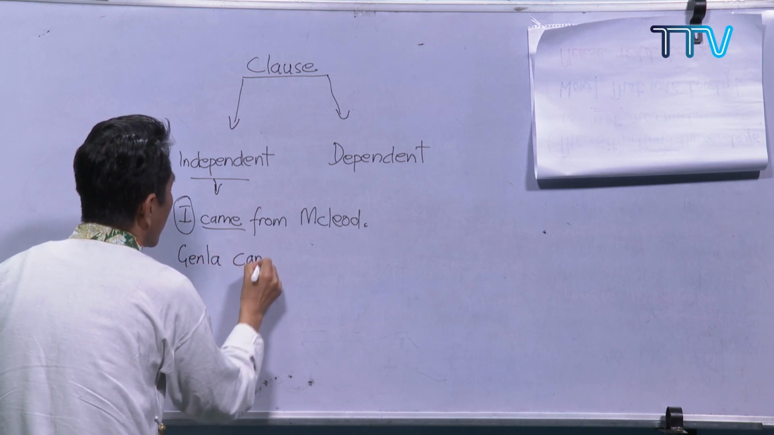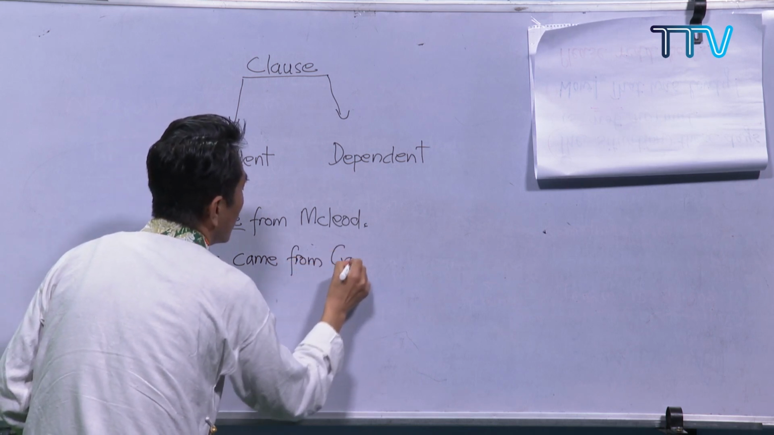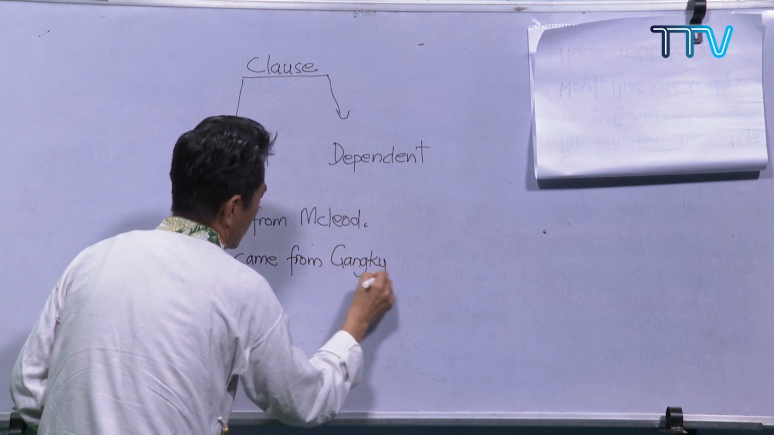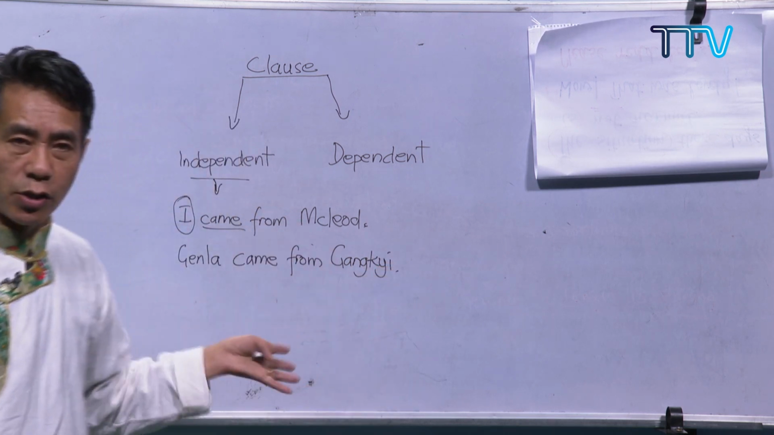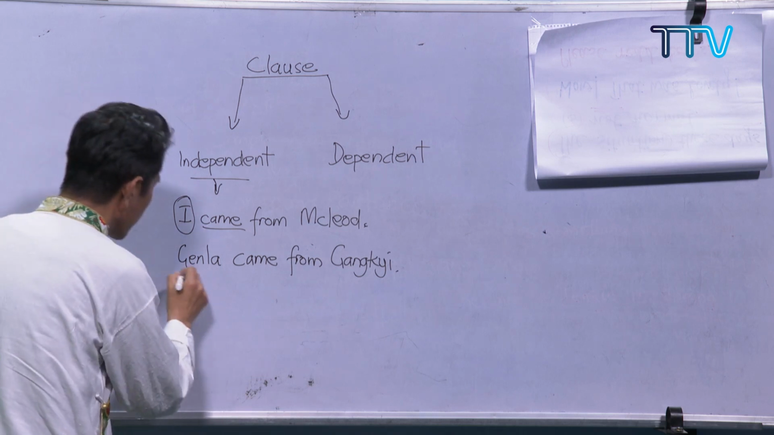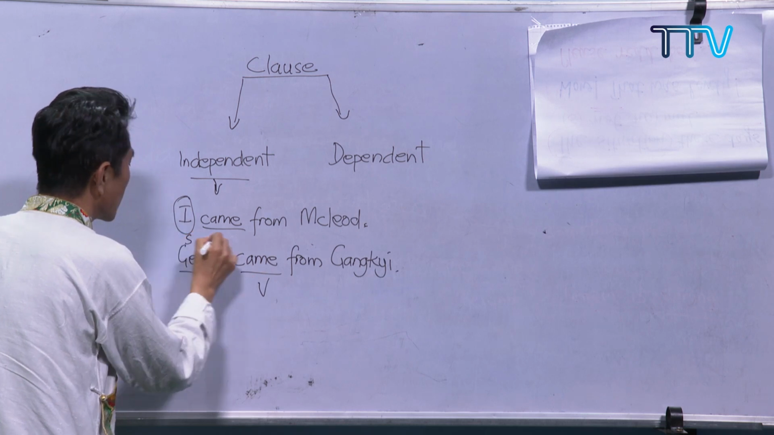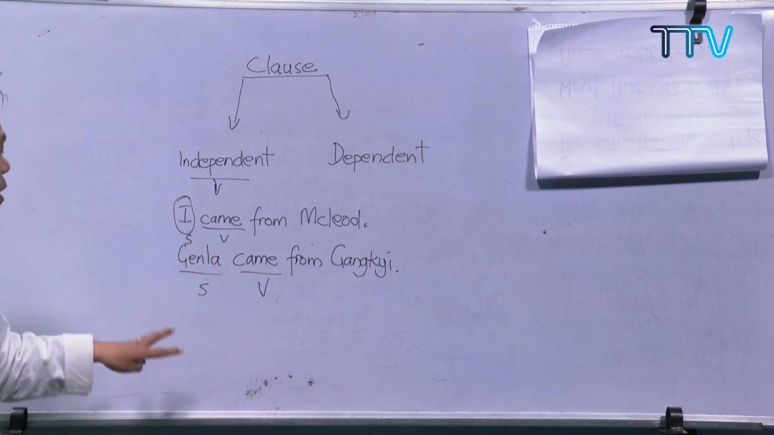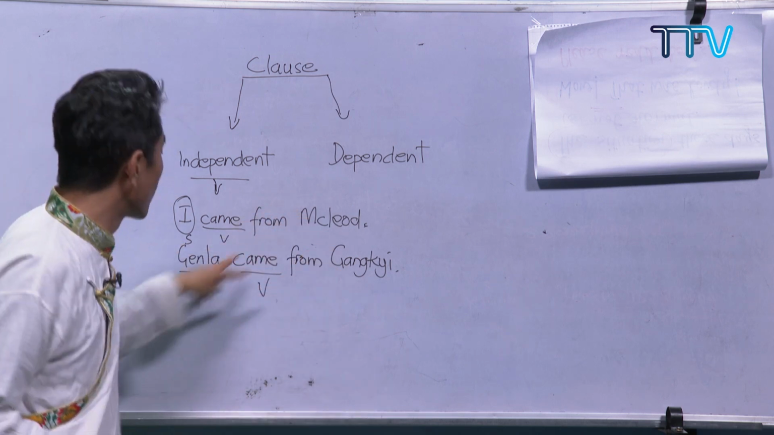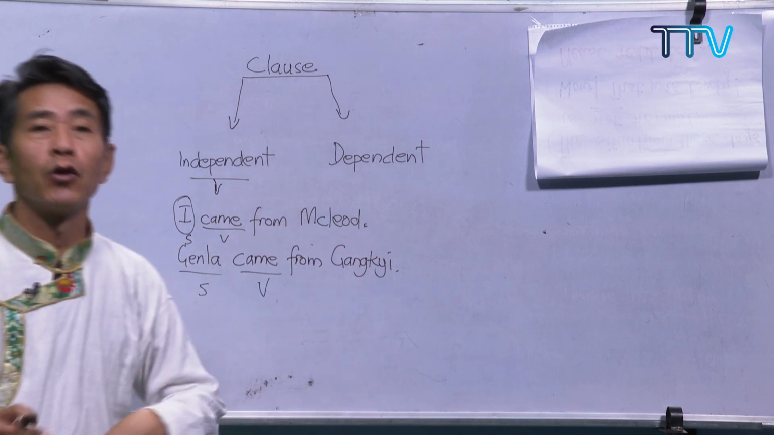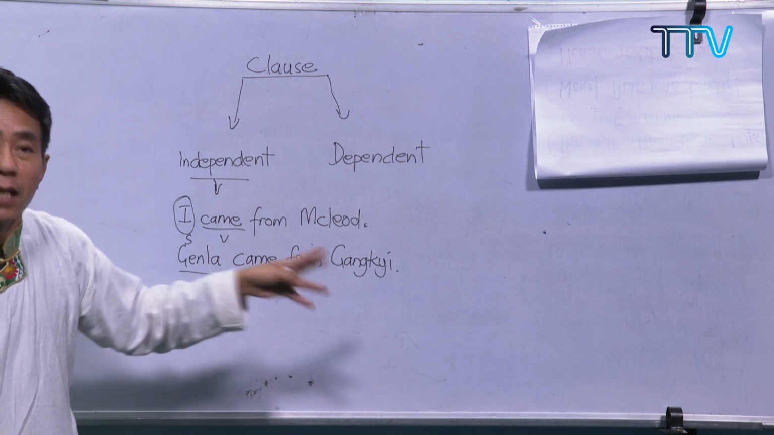Kerala came from Kanki. Okay. Now again, this is an independent clause. Why? There is a subject and there is a verb. This is a subject and verb. Now this is a clause, and this is again independent because it makes a complete sense. Kerala came from Kanki. We don't have to depend on other words or other sentences to make it complete. Okay.